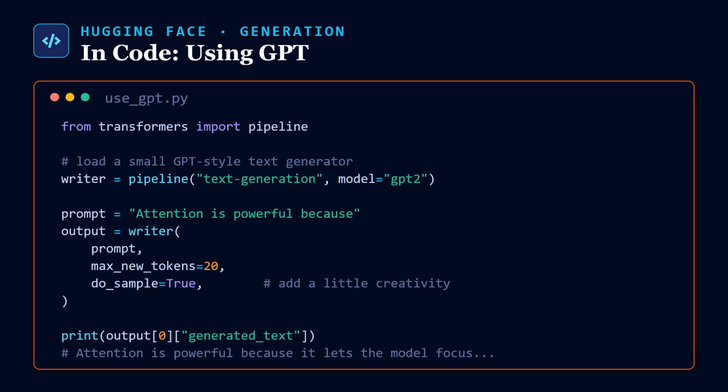Using GPT is just as simple. We load a small GPT style text generator, give it the start of a sentence, "Attention is powerful because," and ask it to continue. The model writes the next words for us one at a time, just like we saw earlier. With a little setting, let us add some creativity so it doesn't always say the same thing. Same library, same few lines, but now we are generating instead of understanding.